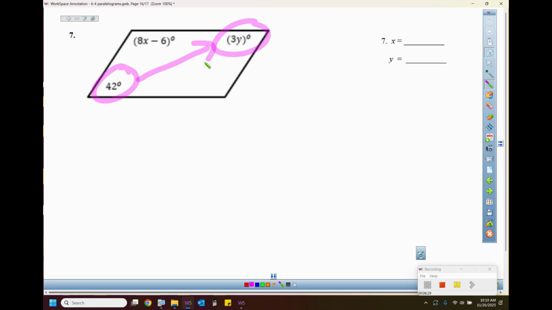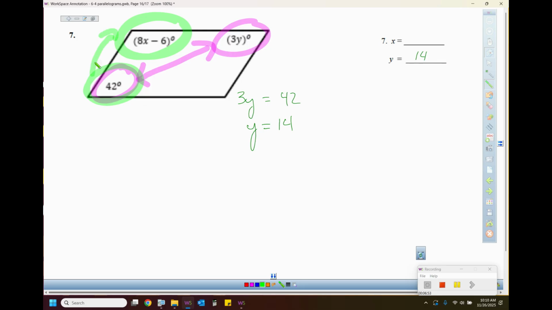These are opposite angles in a parallelogram, and according to my hierarchy, they should be the same. So 3y equals 42, and if we divide by 3, y turns out to be 14. But then how do I deal with the x, right? Well, I use this dude, and either one of these, I'd rather use this one because it's already solved for me, it's 42, but these are the consecutive angles, so they need to add together to be 180.